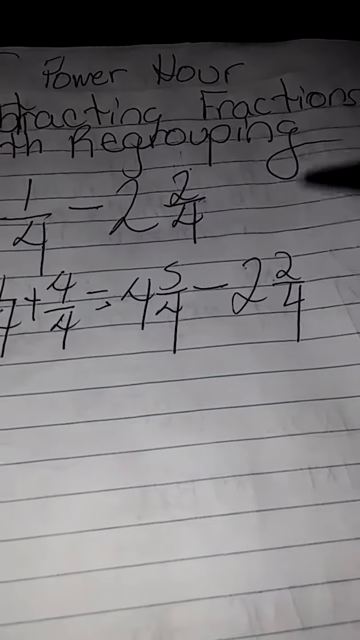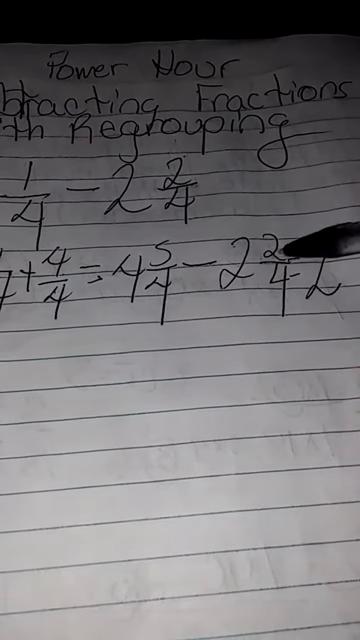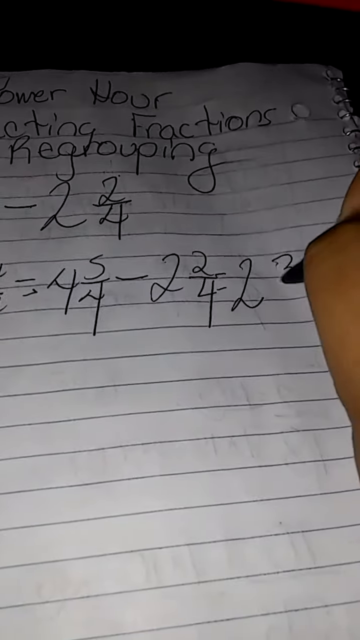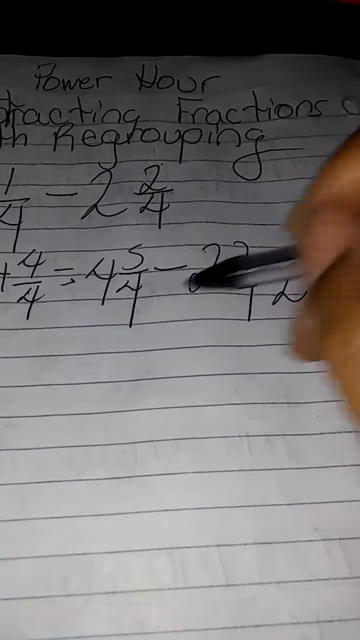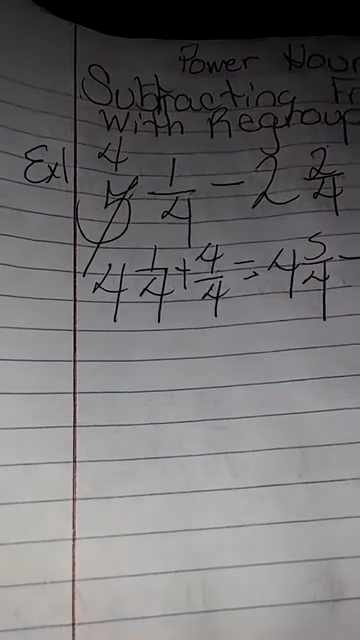4 minus 2 equals 2. 5 minus 2 equals 3. And 4. Never subtract the denominator. 4. Final answer is 2 and 3/4. If I move too fast, rewind it and watch it again.